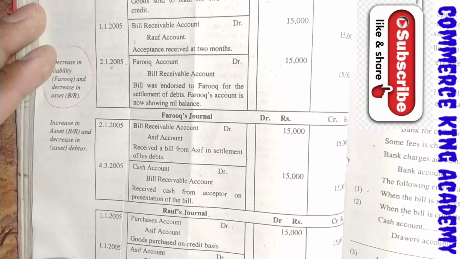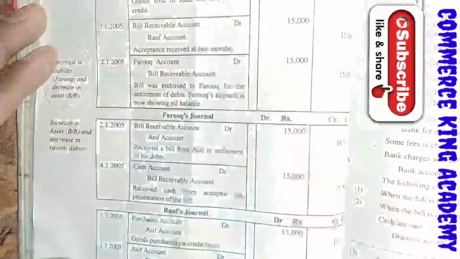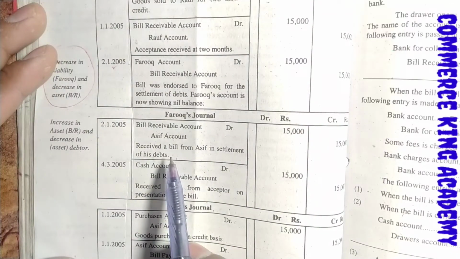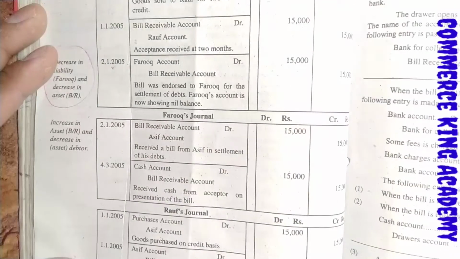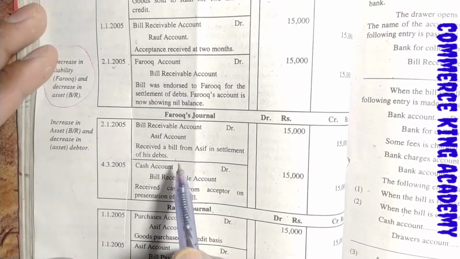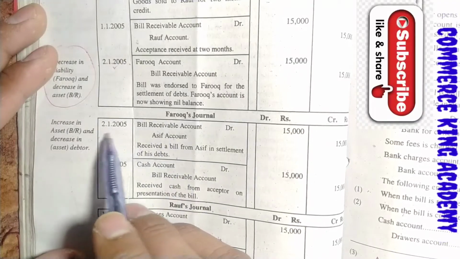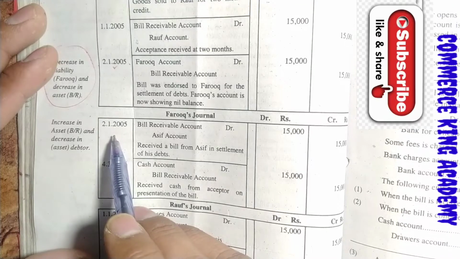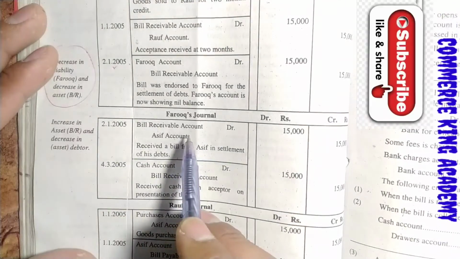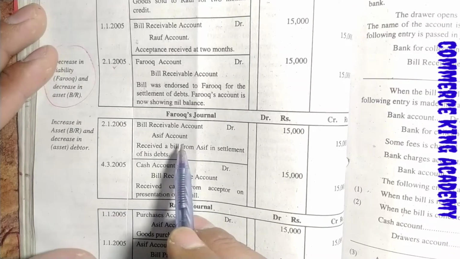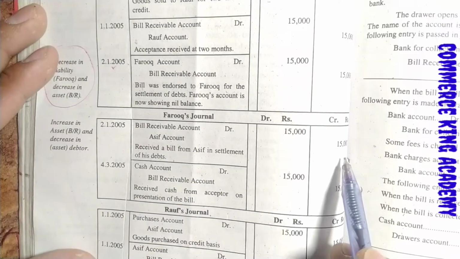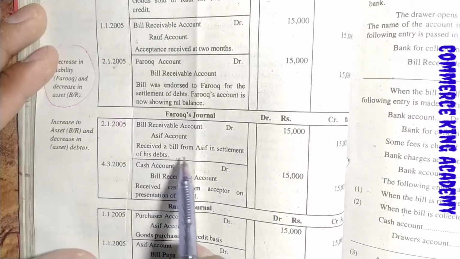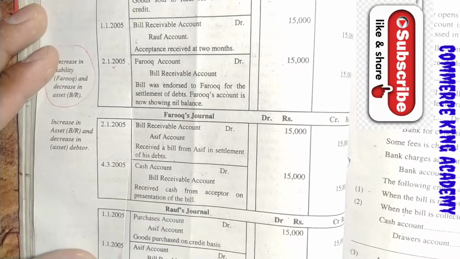Farooq is the ex-creditor of Mr. Asif, who received the endorsement of Mr. Asif for settlement of his debt. So the entry would be on 2nd Jan 2005, he received the endorsement from Mr. Asif. The bills receivable account will be debited and Mr. Asif's account credited with the same amount, 15,000 debit, 15,000 credit, with the description: received a bill from Asif in settlement of his debts.